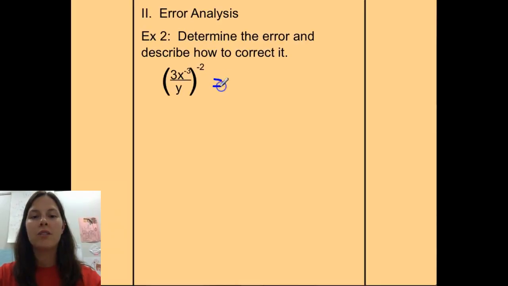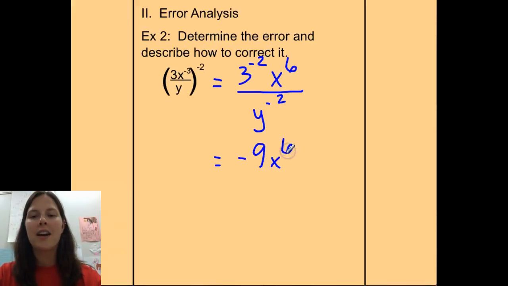Starting off, I'm going to distribute that negative 2 power. We have 3 to the negative 2 power. Power of a power rule means I multiply my exponents, so negative 3 times negative 2 is a positive 6, and that negative 2 gets distributed on the y in the denominator as well. In the numerator, 3 to the negative 2 power is negative 9. We have x to the 6th, and that y to the negative 2 from the denominator moves to the numerator, and the exponent becomes positive.